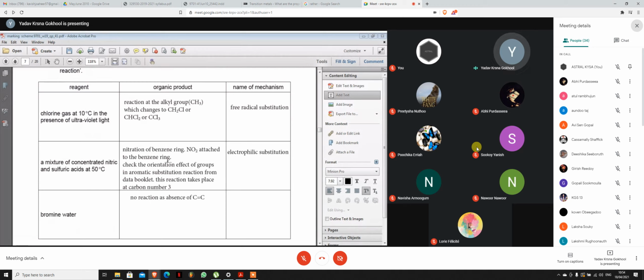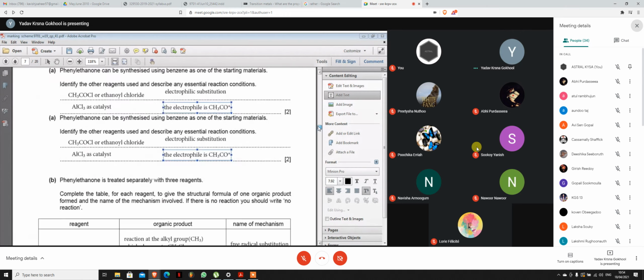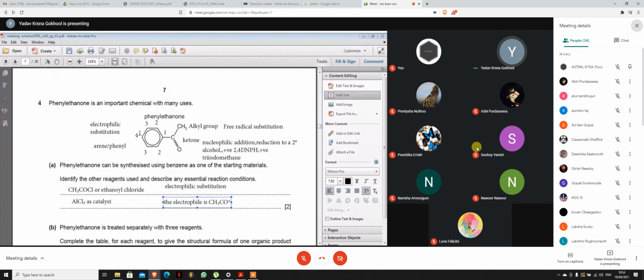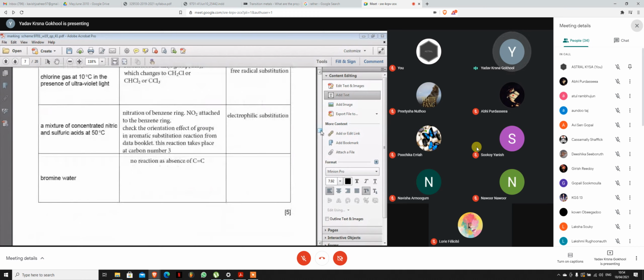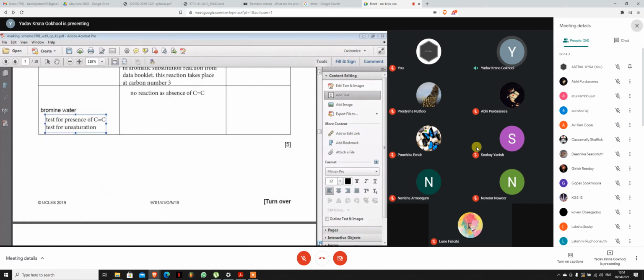Then we have the nitration of benzene, which is an electrophilic substitution. So this arene group is going to undergo all types of electrophilic substitutions. The ketone, like I said, is going to undergo its own reactions. Bromine water is test for, this is test for saturation, test for presence of C double bond C. In other words, test for unsaturation. Okay. But as we do not have C double bond C, we won't have that reaction.